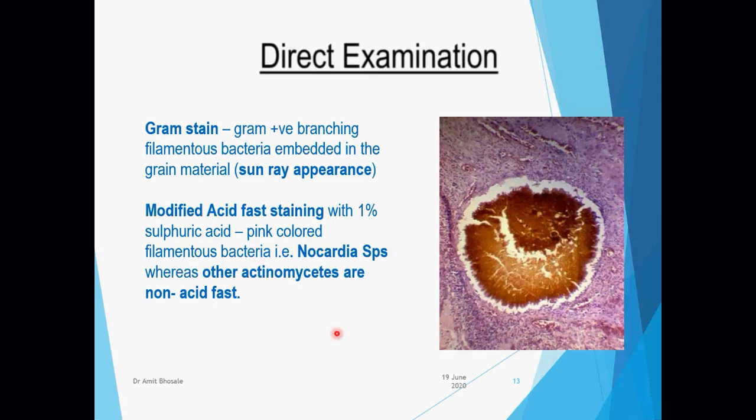Modified acid-fast staining can be done with 1% sulfuric acid as a decolorizing agent. In that we can see pink colored filamentous bacteria, and it is diagnostic of Nocardia species. So only Nocardia species out of the filamentous bacteria is acid fast with 1% sulfuric acid, and other actinomycetes are non-acid fast. So among the causative agents of actinomycetoma, the acid fast organism is Nocardia and the rest are non-acid fast.